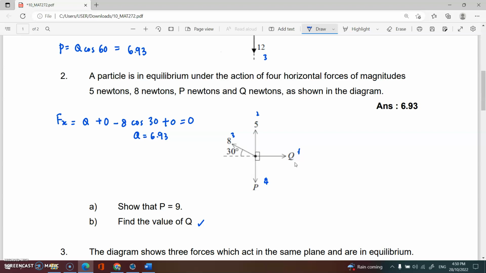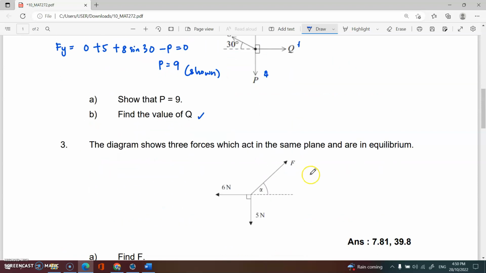So we already answered for B. But now the question asks you to show that P is equal to 9. So we have the y component 0, 5, 8 sine 30 minus P is equal to 0. This one is also straightforward. So your answer is 9, shown.